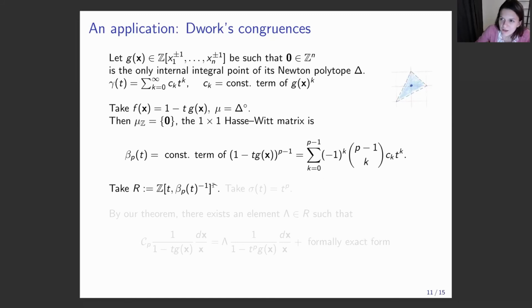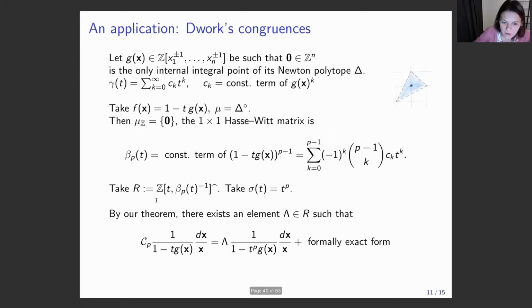To achieve the conditions of the theorem, let's take the localization of the ring of polynomials by this Hasse-Witt polynomial, and let's take the p-adic completion. Now the theorem should be applicable. Its conditions are satisfied. We take a particular Frobenius lift, which sends t to t to the p on this ring R. So by our theorem, here is the differential form which spans the quotient of all n forms by so-called formally exact forms. And that quotient is of rank 1 spanned by this form.